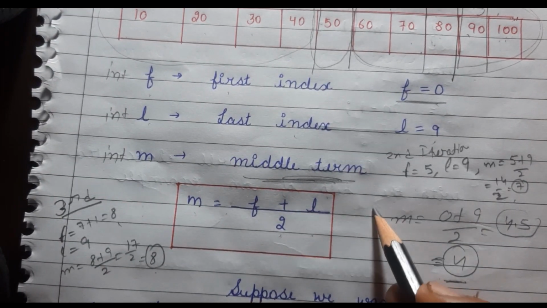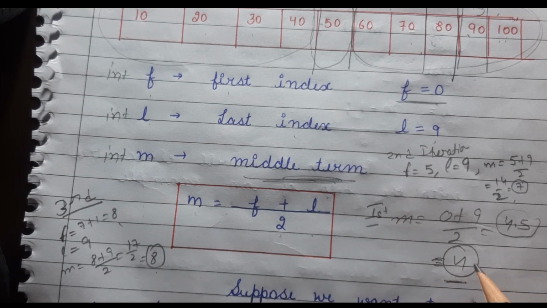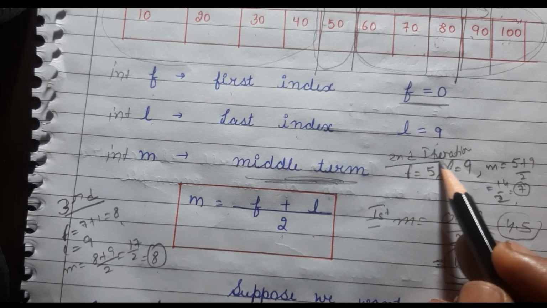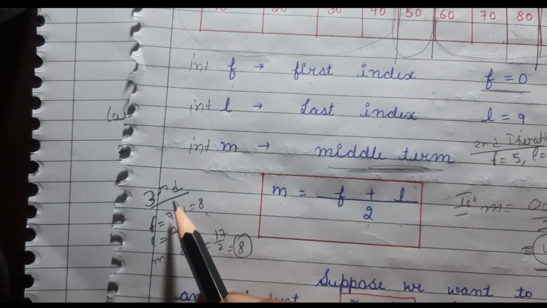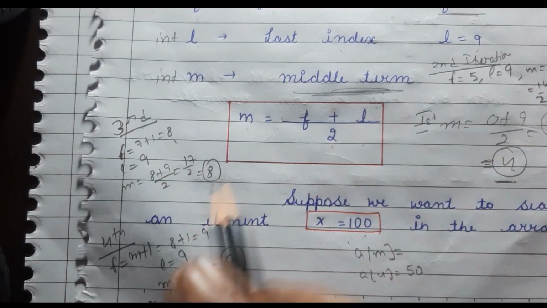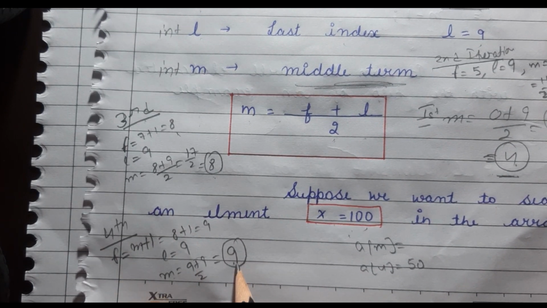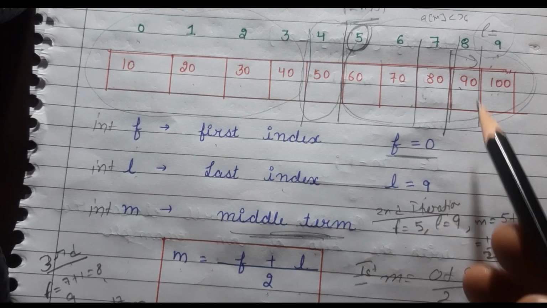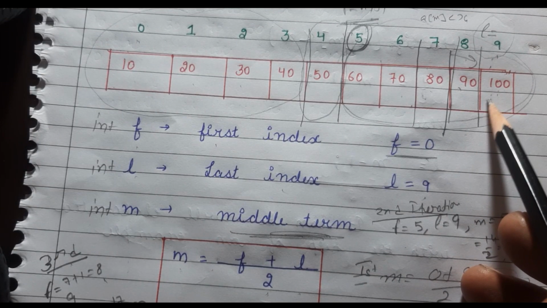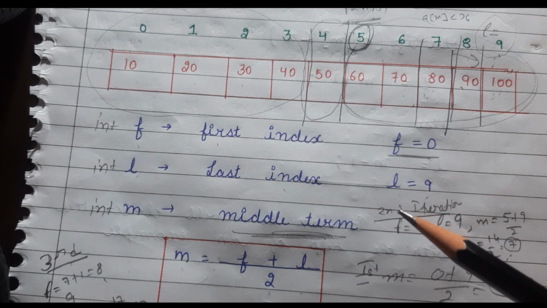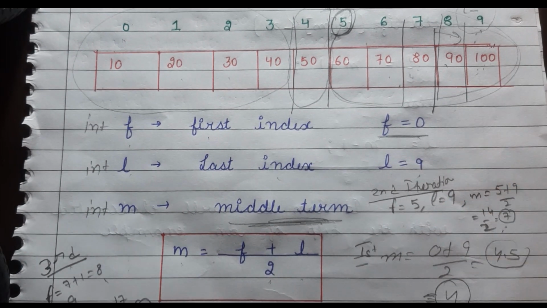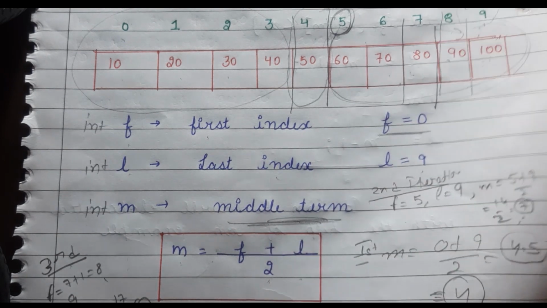In the first iteration, m has a value 4. In the second iteration, m has a value 7. In the third iteration, m has a value 8. And in the fourth iteration, m has a value 9. And when the middle element becomes 9, and your ninth element is 100, that is your searching element. So here we performed four iterations. How many times did we calculate the middle element? We calculated the middle element 4 times.